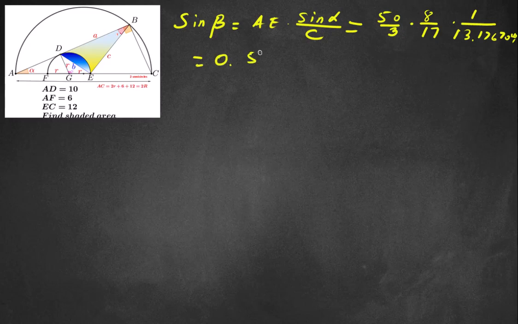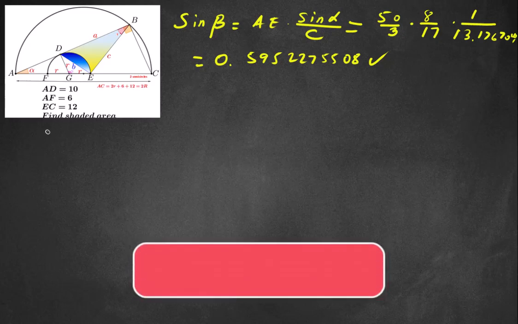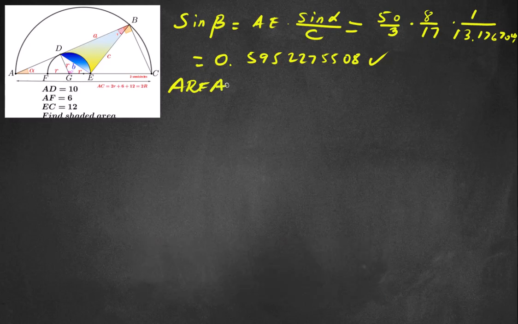Okay, we found that sine beta is 0.595227508. So we have found that sine beta. Now once we have found this sine beta, we have to calculate the area of triangle DBE.